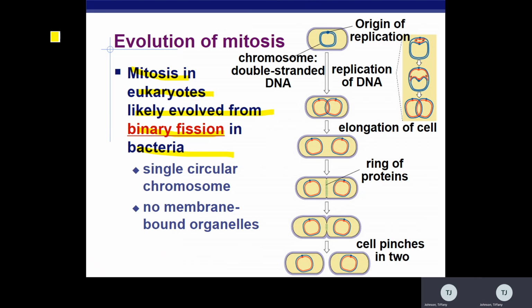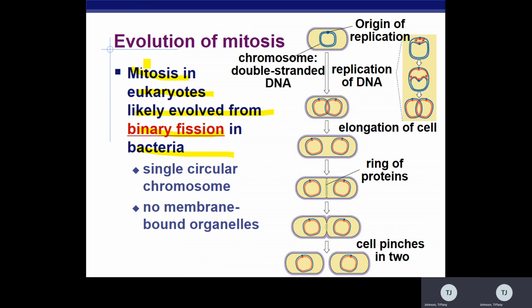Prokaryotes or bacteria, they don't go through mitosis. Why? Because they don't have a nucleus, right? So they go through what's called binary fission, which is the precursor to, or what mitosis evolved from, right?